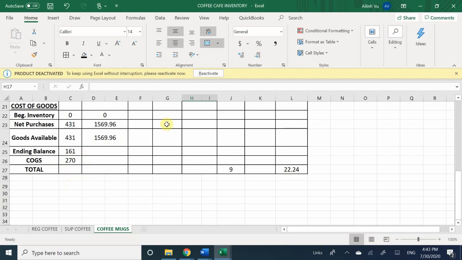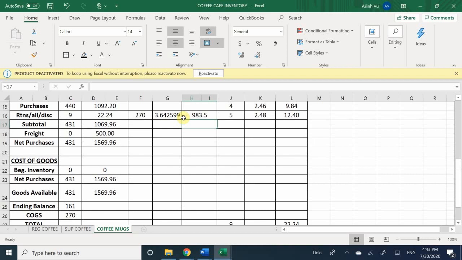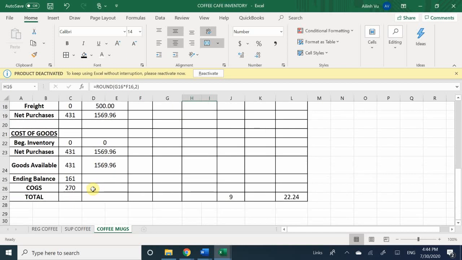Can you scroll up? Yeah, scroll up. So 270 times 3.64. Don't forget all those extra numbers. 983.50. Good. So that's how much we sold.